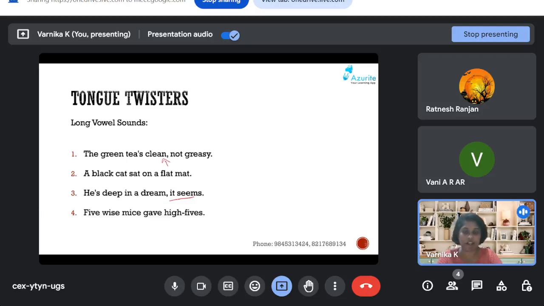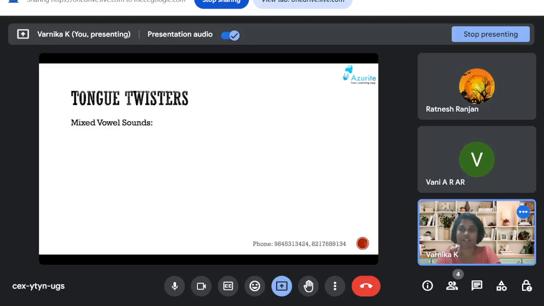Yes, Vani, next sentence, please. Five wise mice gave high fives. Yes. Five wise mice gave high fives. You got comfortable with it now, yeah? Okay. So, you guys can take the screenshot for your practice later on.